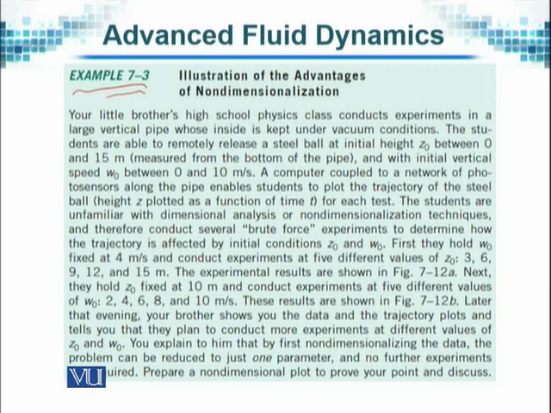First, they hold W0 fixed at 4 meters per second and conduct experiments at different heights of 3, 6, 9, 12 and 15 meters. The experimental results are shown in the picture that we are going to show you in a minute. Next, they hold the height at Z0 equal to 10 meters and conduct different experiments for W0 equal to 2, 4, 6, 8 and 10 meters per second. Then they plot these graphs also.